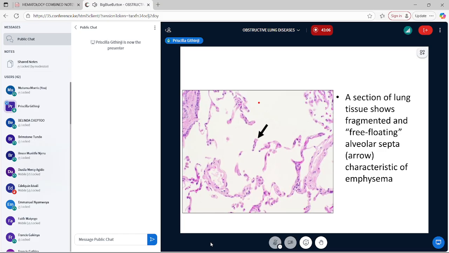So this is a histological image of the lung, and you can see the alveoli are fragmented. We've talked about alveolar rupture, and then you can see the alveolar septal membrane, and this is what you see in emphysema, this enlargement of your alveoli. They are dilated, and you can see places of rupture.